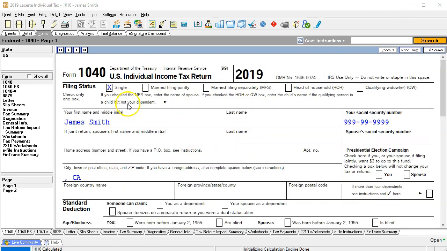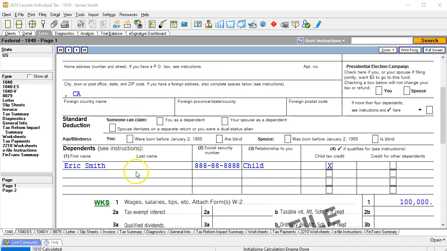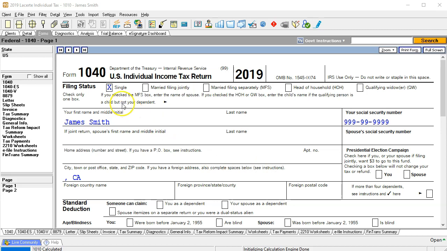Before we move forward, just note that in the single filing status, we do have the dependent down here as a child in this example. So that would generally possibly move us from the single to the head of household. Not necessarily, but oftentimes that would be the case. So don't let that throw you off.